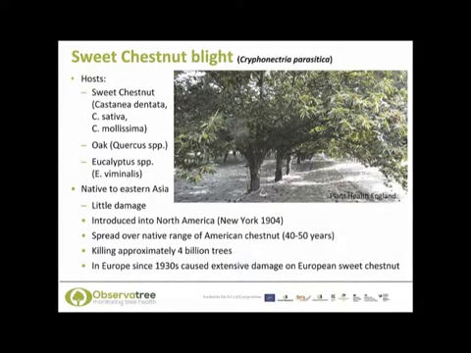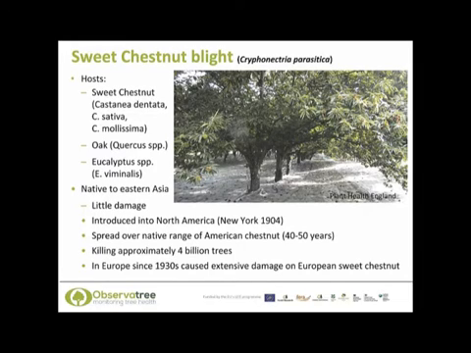Sweet chestnut blight is a serious fungal disease of sweet chestnut trees caused by Cryphonectria parasitica. The primary host is sweet chestnut, which includes the species Castanea dentata, Castanea sativa, and Castanea mollissima. It can, however, also affect various oak species and has been recorded on Eucalyptus viminalis.